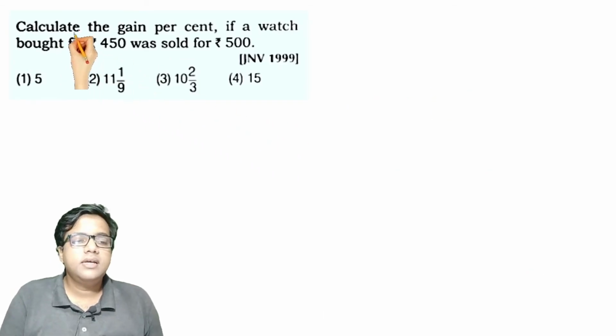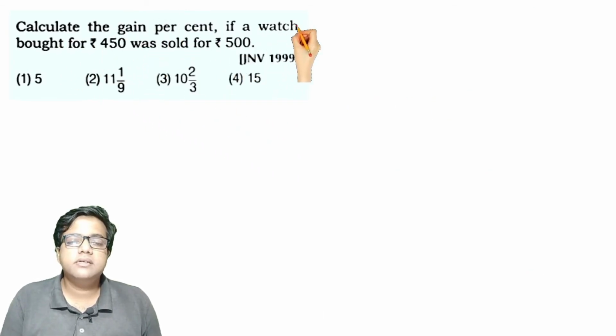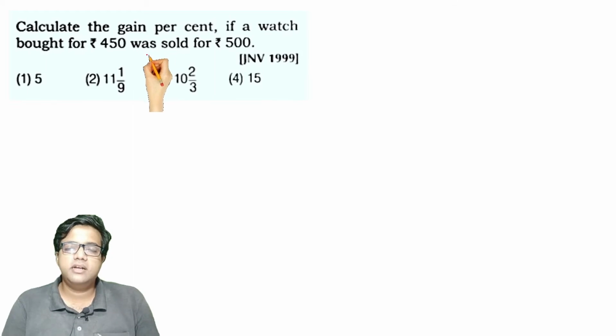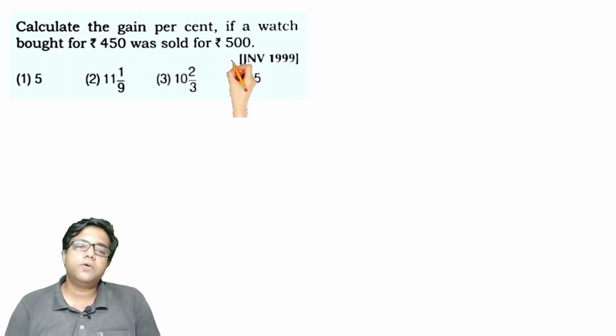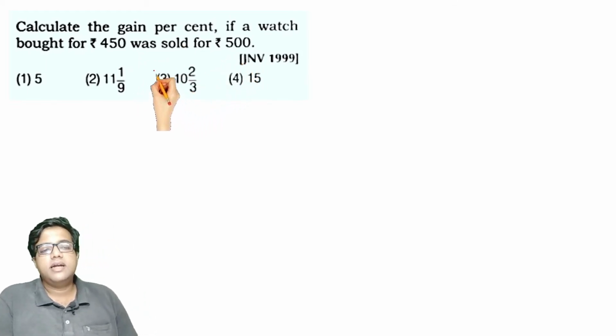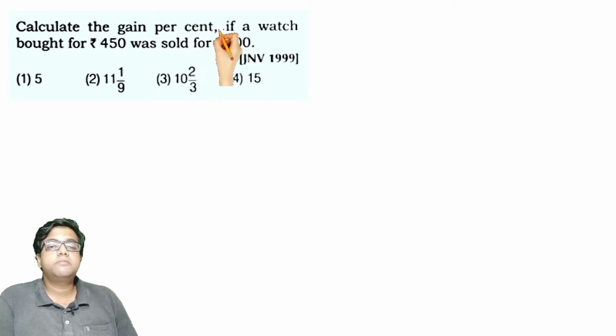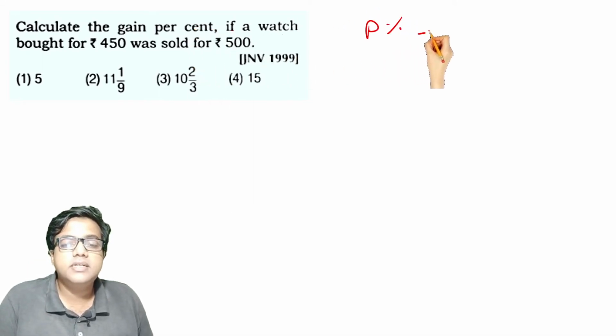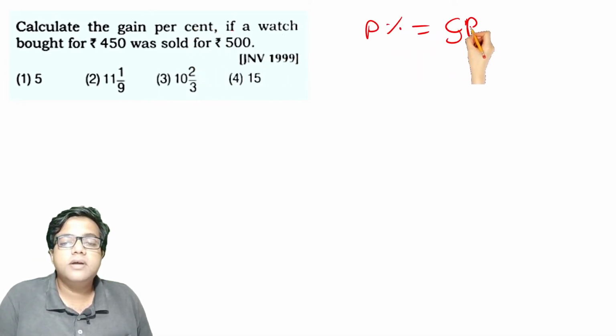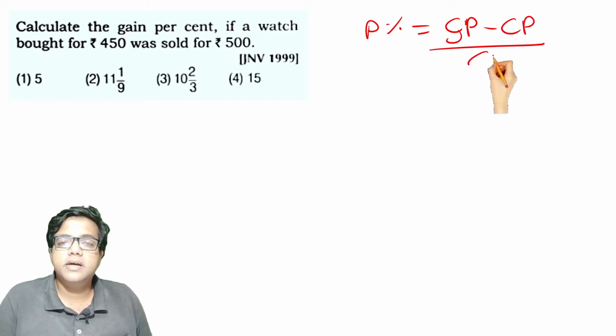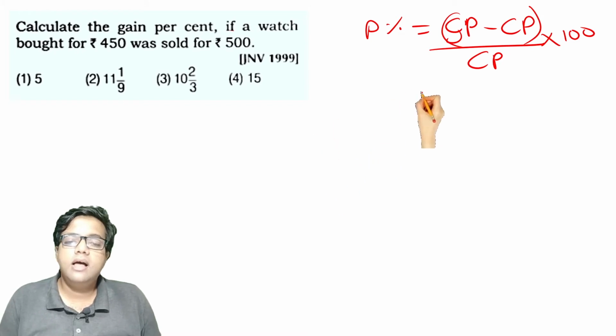Let's move ahead. Calculate the gain percent if a watch bought for 450 rupees was sold for 500 rupees. Gain percent means profit percent. So profit percent is equal to selling price minus cost price by cost price into 100. So you should know this formula, apply the values.